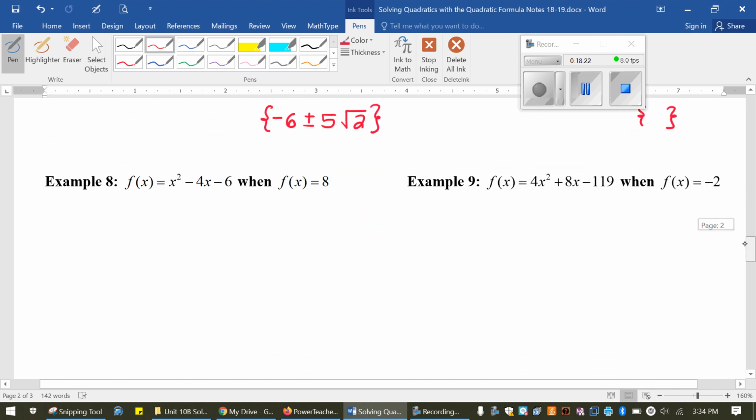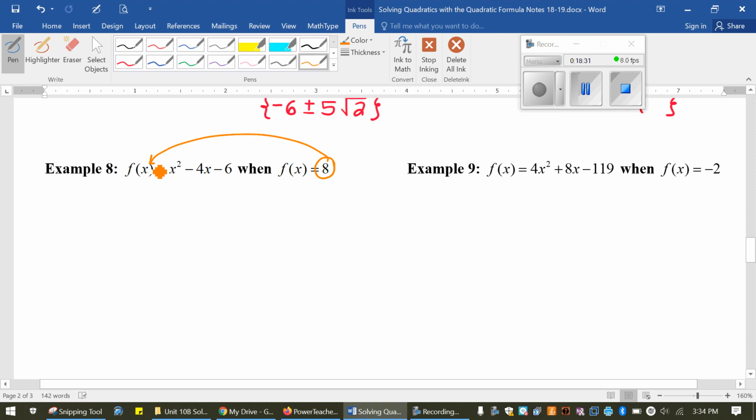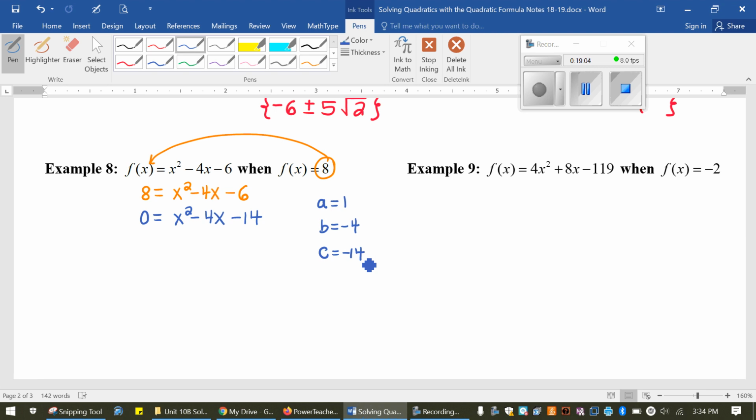Let's take it down to example number 8, and we're going to do that again. So take 8, substitute it in for f of x. And then we're going to subtract 8 from both sides to get this into standard form. And then we've got our a, our b, and our c. Okay, pause the video again, go ahead and put in the formula, and then unpause it when you're done.